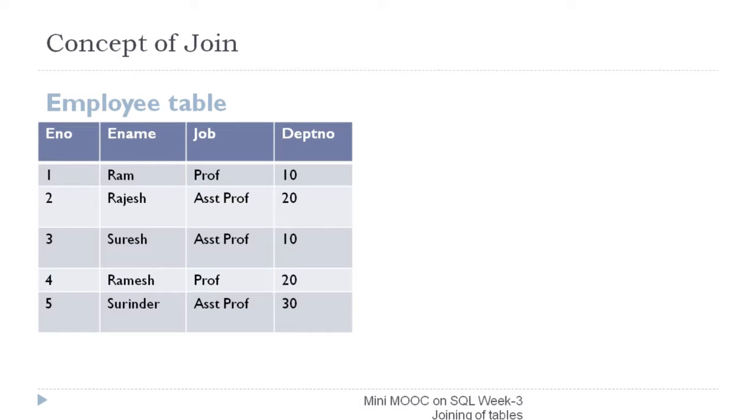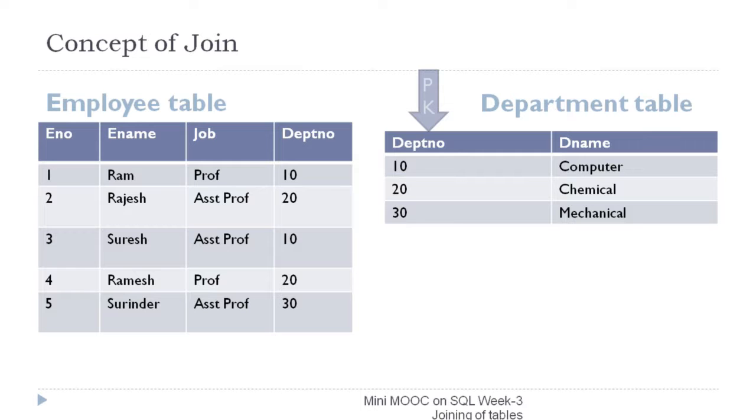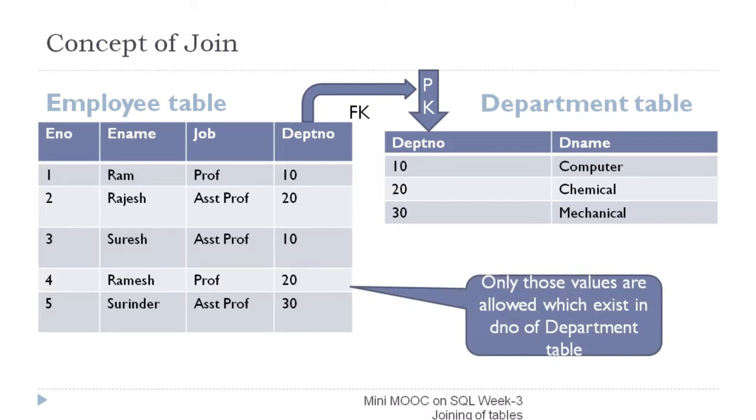The first table is employee with columns e-number, e-name, job and department number, while the second department table has columns department number and d-name. The department number column of the department table will act as its primary key, while the department number column of the employee table will act as its foreign key. Only those values are allowed in the department number column of the employee table which exist in the corresponding master table.